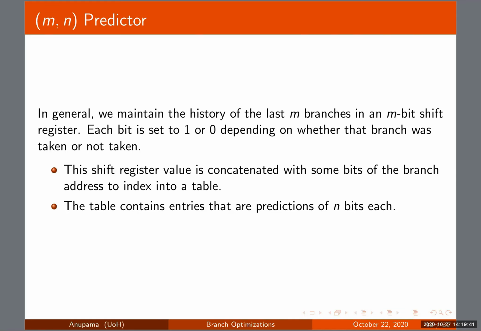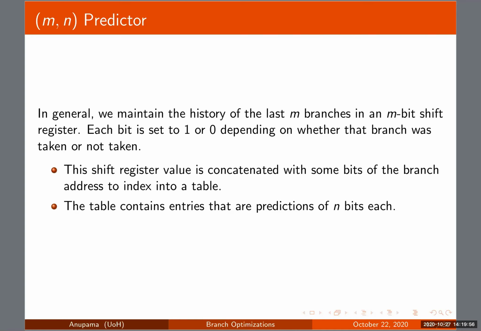And then you can use the value in this M-bit register with some bits of the branch address to index into a table, and the table will give you the prediction for this branch, whether it'll be taken or not. Each entry of this table will have n bits, so you can have a 2-bit predictor there if you want. So then (m,n) will basically be an (m,2) predictor, okay?